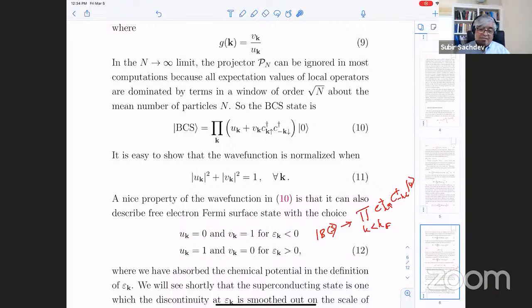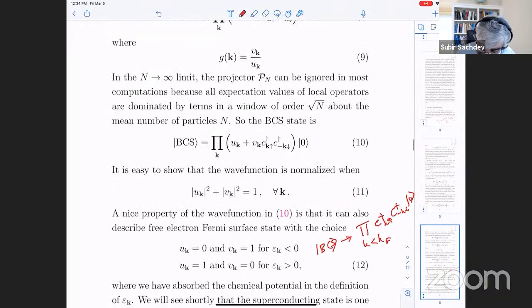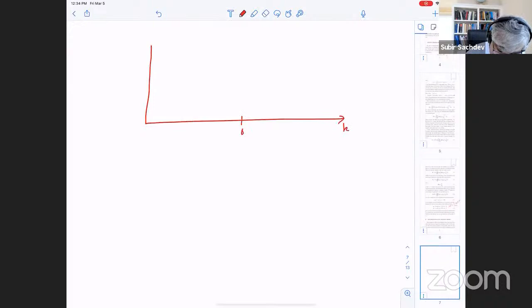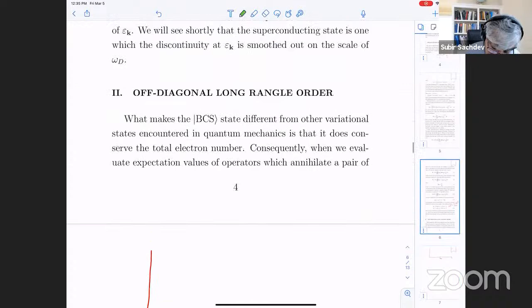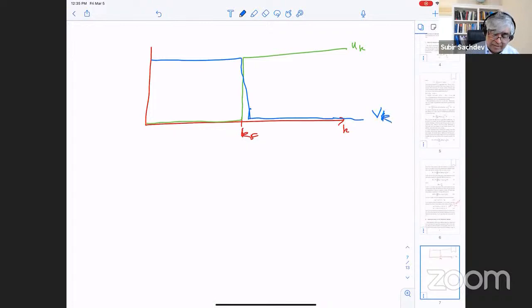So what we're going to see is, if you make a picture of u_k and v_k, if I plot as a function of k, and this is the Fermi wave vector, then if I plot u_k, that's zero inside the Fermi surface. So in the Fermi liquid, it just jumps. So this is u_k, and v_k has the opposite jump, this way. Okay, this is v_k. And what we're going to find is that in a superconductor, it's almost the same, except this jump smooths out. So it basically ends up looking something like this.